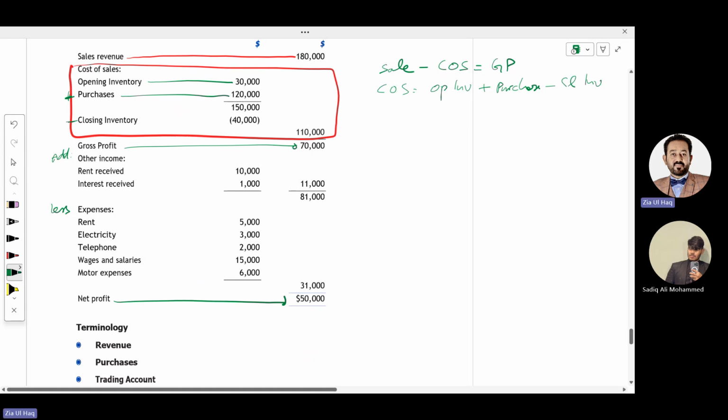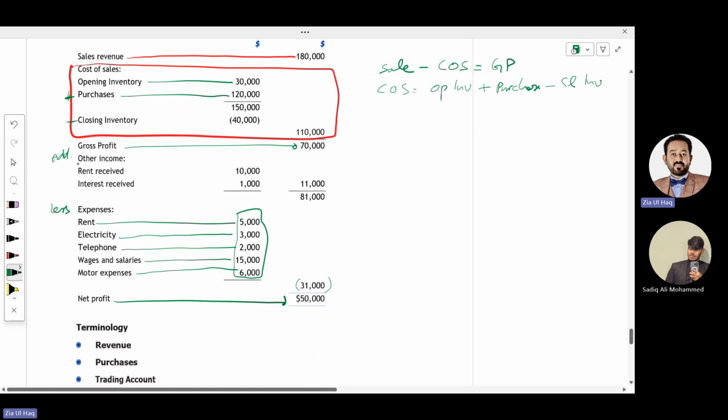What could be the expenses for the business? Rent expense, building rent, factory rent, shop rent, electricity bill expense, telephone bill, mobile phone bill expense, wages and salaries of the staff expense, motor expenses. Motor vehicle is our asset. Motor expenses mean petrol, repair, maintenance expense, that will be called motor expenses. All these expenses will come together. How much? 31,000 we will deduct from the gross profit to arrive at profit.